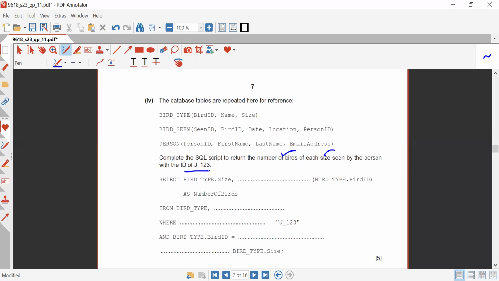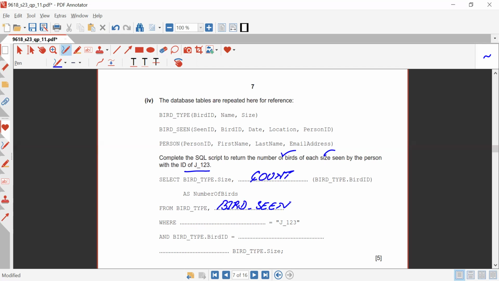SELECT bird_type.size, because they are saying each size. After that, there is bird_type.bird_ID. So what will be there? The number of birds. That means you need to put a COUNT over here. Count will be used to tell you the total number of birds, AS number_of_birds, FROM bird_type, comma. The bird ID is in both the bird_type as well as in bird_scene. So over here it will be bird_scene as well.